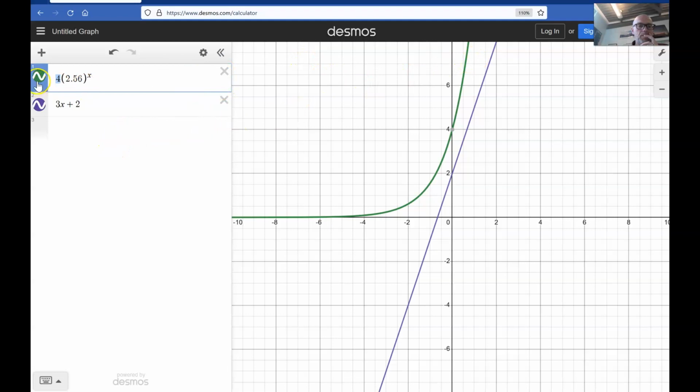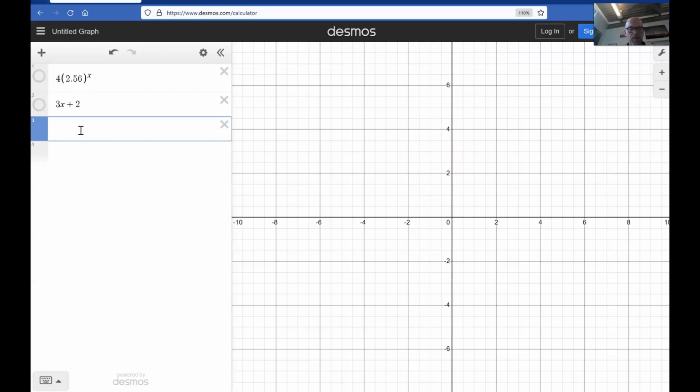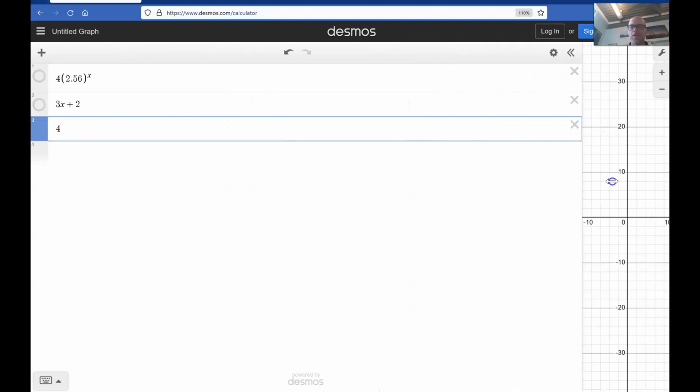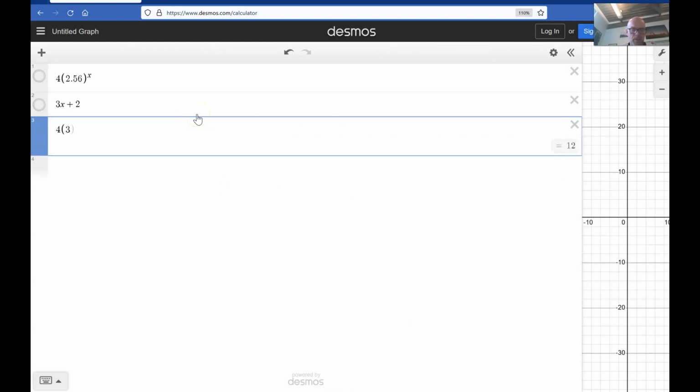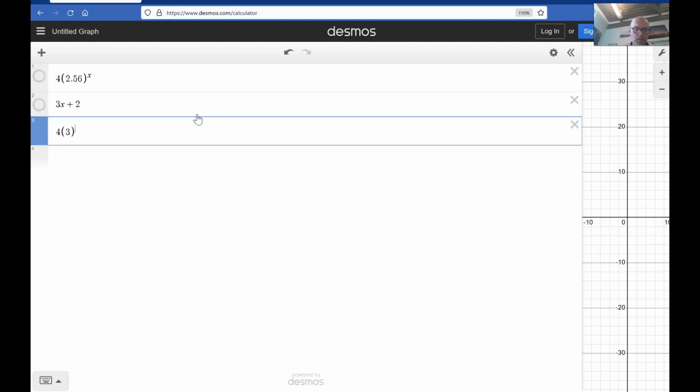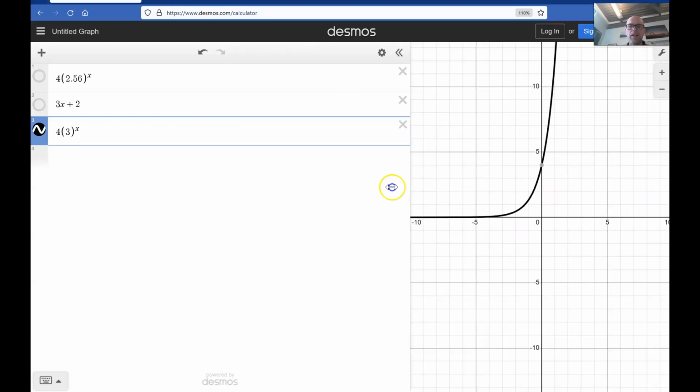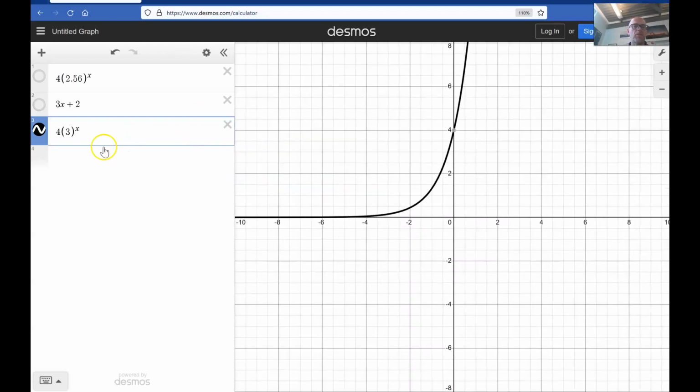So let's do another one, like 4. I don't want you to see the graph yet. Let's do 4 times 3 to the x. Oh, you can see it. Shoot. I can't hide the graph. I figured out how to hide the graph. Oh well. So notice once again, here's 4 times 3 to the x. It crosses at 4. Okay, so let's switch back over to this thing.